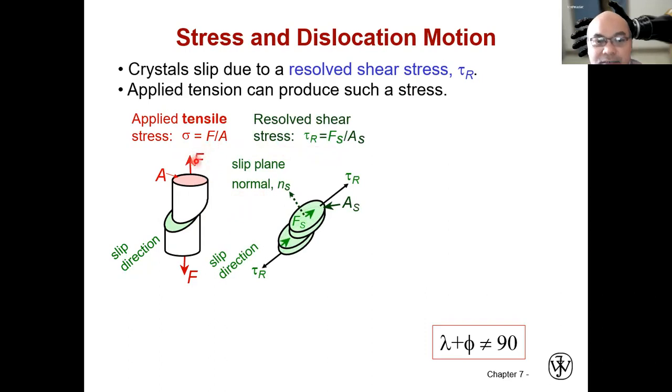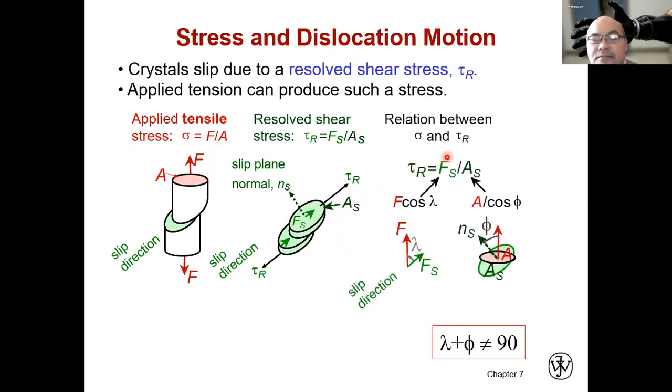The applied tensile stress is sigma equals F divided by A. We will have a resolved shear stress of tau R equals Fs, the shear force, divided by As. As here is the cross-sectional area of each individual component that will go in slippage. The normal to the plane is perpendicular to the direction of this resolved stress.